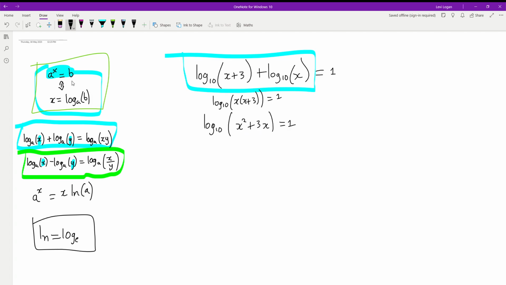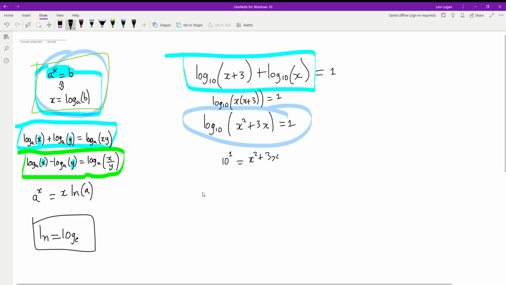Now we're going to use this law here. So we rearrange this and we have 10 to the power of 1 is equal to x squared plus 3x. If you don't know what I just did there, I just used this log law here to rearrange it, because we can't do anything if the x is inside a log. So what we're left with is pretty much a little quadratic: x squared plus 3x minus 10 is equal to 0.